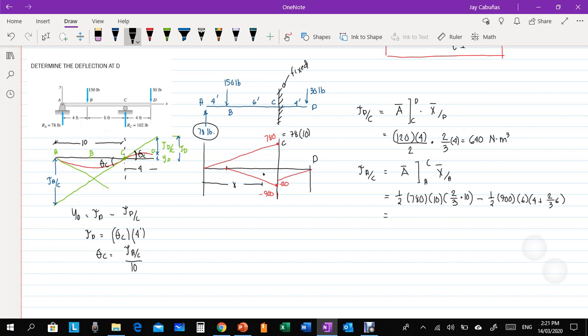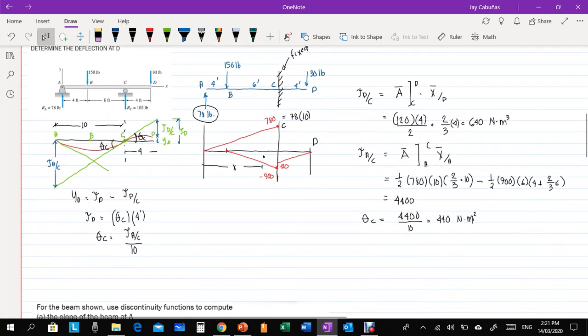The answer is 4,400. Okay, so we can now compute theta C. Theta C, 4,400 is equal to TAC divided by 10. Okay, that is 4,400 divided by 10. That is equivalent to what? 440 Newton meter squared.